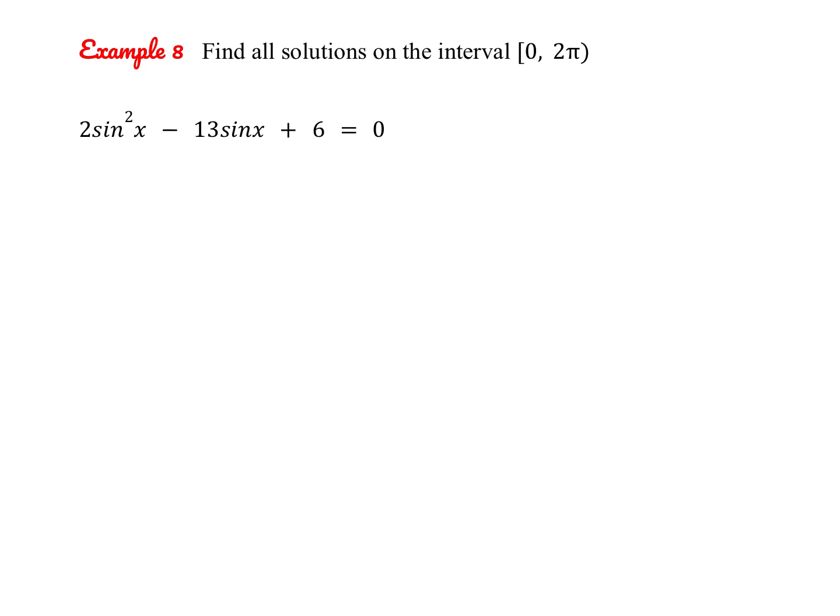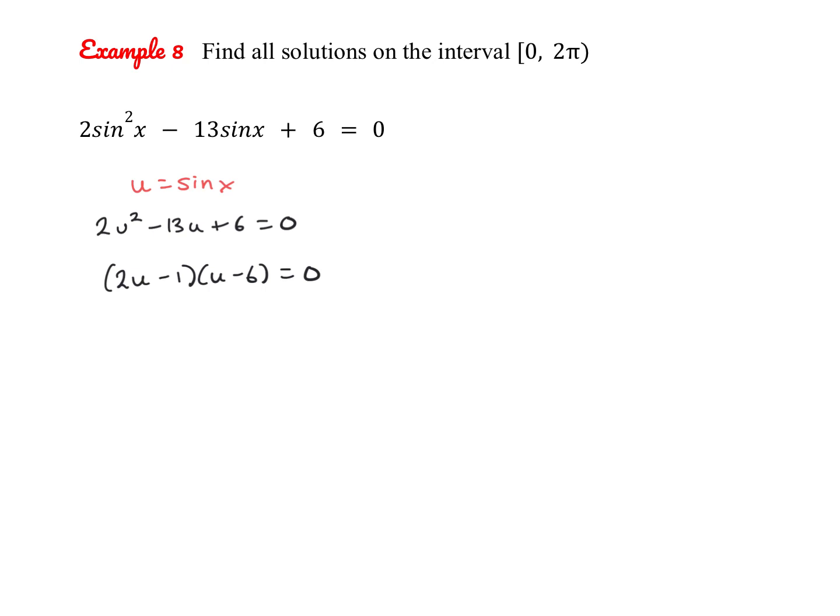And even if we want to, we can try doing some substitution to make it a little bit easier for us. So let's say that I substitute u with sine of x. That gives us the equation 2u squared minus 13u plus 6 equals 0. So now you can see that this is a quadratic equation, which you should be able to factor. So we have 2u minus 1 times u minus 6 equals 0.